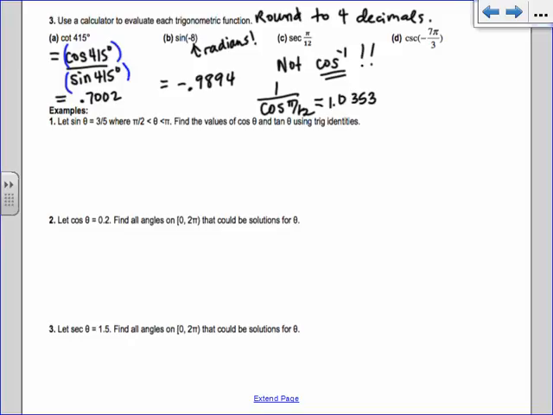All right, and then cosecant, if you do that one, it's going to be 1 over sine of negative 7 pi over 3, which is 1 over negative 0.8660, or you could do it all in your calculator all at once, and you get negative 1.1547. So there are your answers.